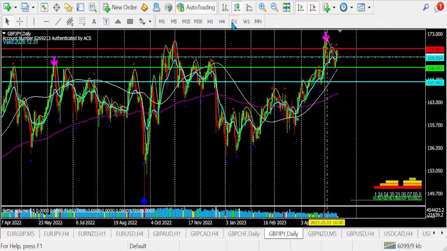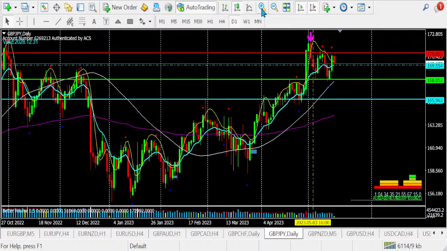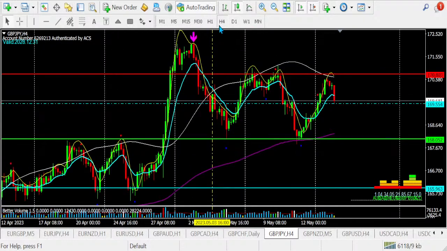Okay, so Pound Yen over here, we can see that Pound Yen tentatively, at the moment, we are setting off from the resistance, which is good.